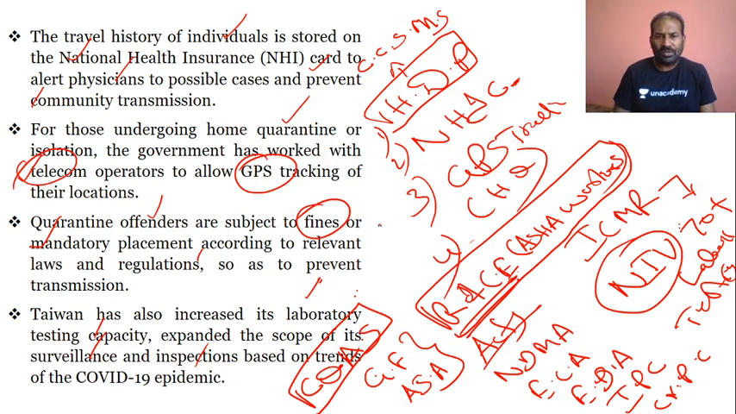India is going ahead with the hotspots or non-hotspots. Again, in hotspot areas, we are looking at the zones, that is, the green zone, orange zone, and red zone. So definitely the surveillance capacity would be on the scope of surveillance inspection based on trends of which area the virus is spreading virulently.